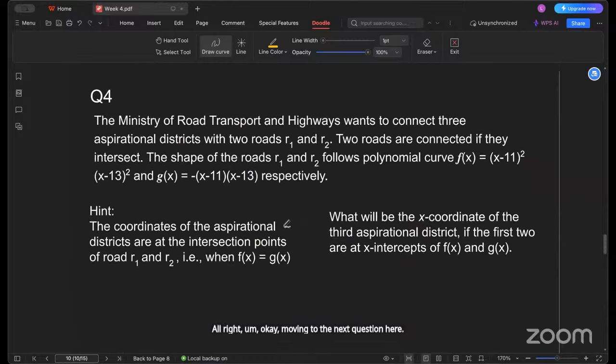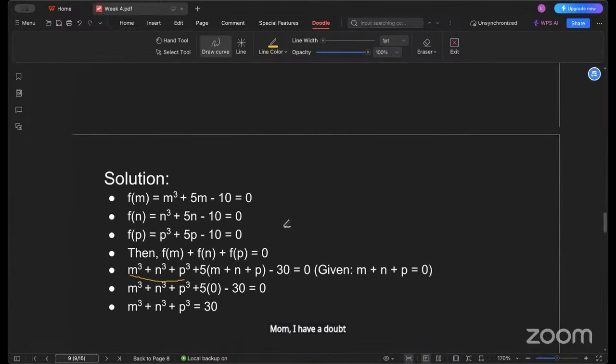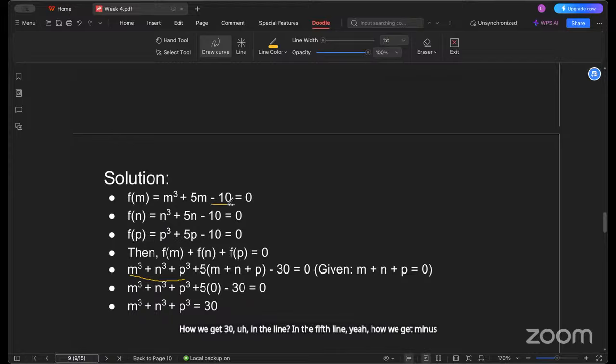Okay. So here, ma'am, I have a doubt in the last question. How do we get 30 in the line? We are adding all this. In the fifth line, how do we get minus 30 instead of minus 10? Minus 10, minus 10, minus 10 added up to minus 30. We are adding them. Okay, ma'am.